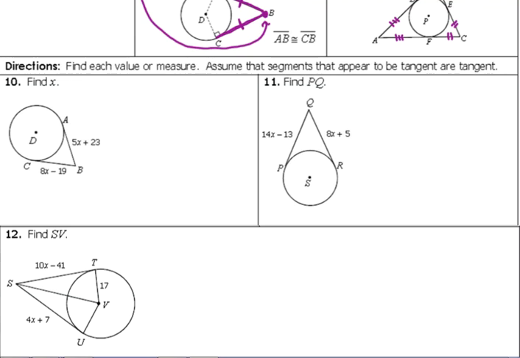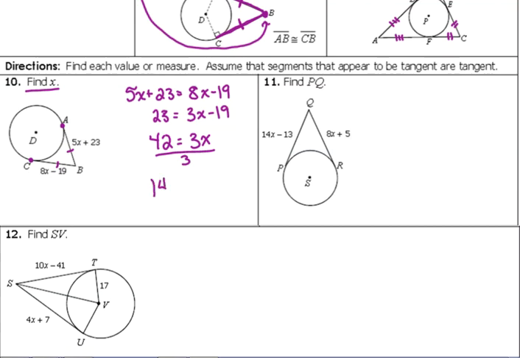So we can use these properties. In number 10, A and C appear to be tangent points, and they are. So that means that these two segments are equal to one another. So all we do is set those expressions equal to one another, and they want us to find x. So we're going to solve for x here. We subtract 5x, so that gives us 3x minus 19. Add the 19, that gives us 42. And then divide by 3. So what's that, 14?